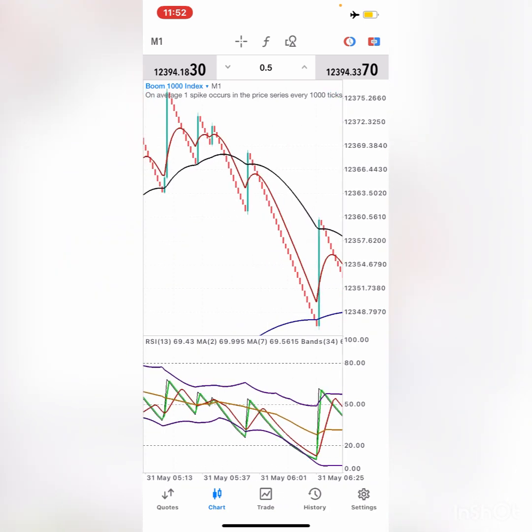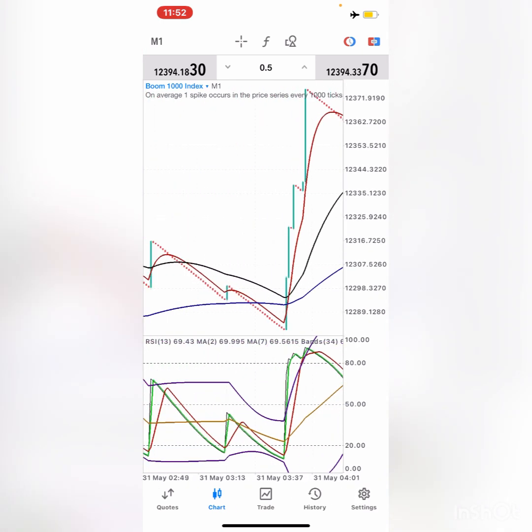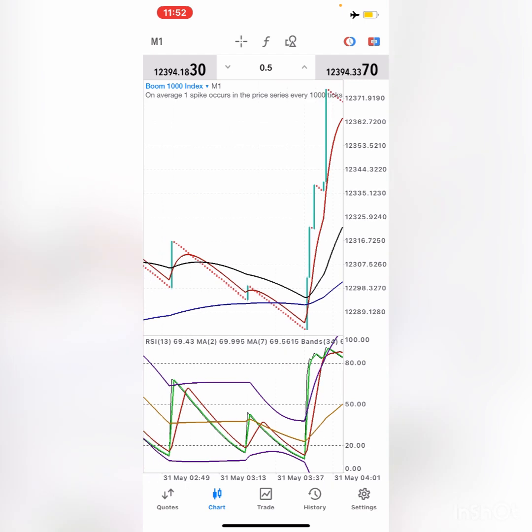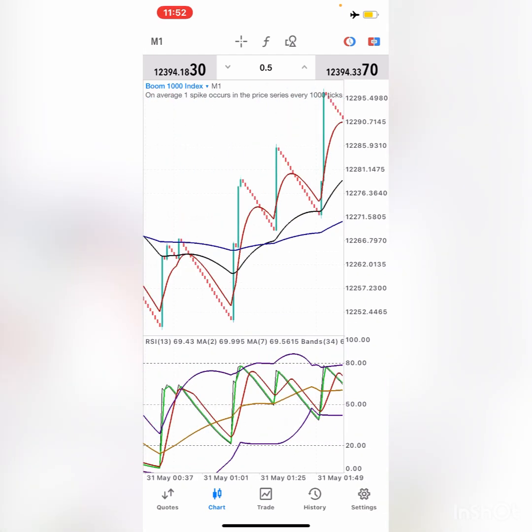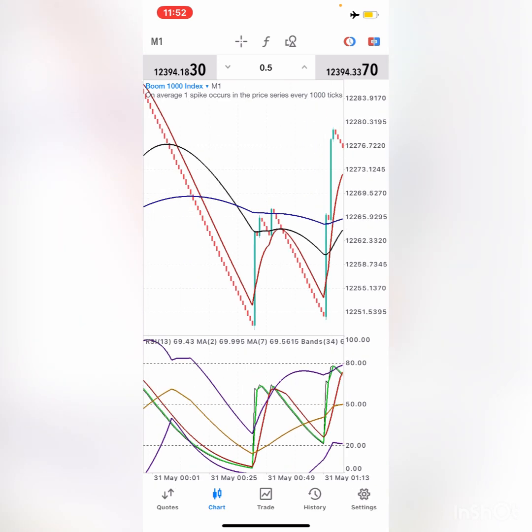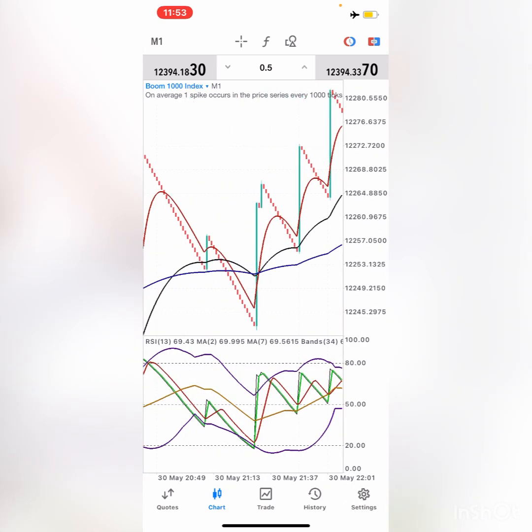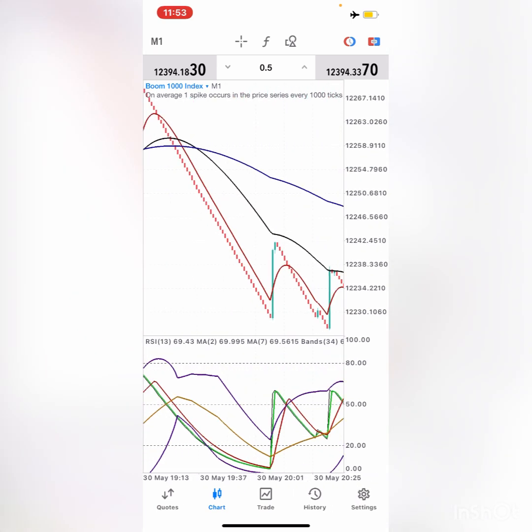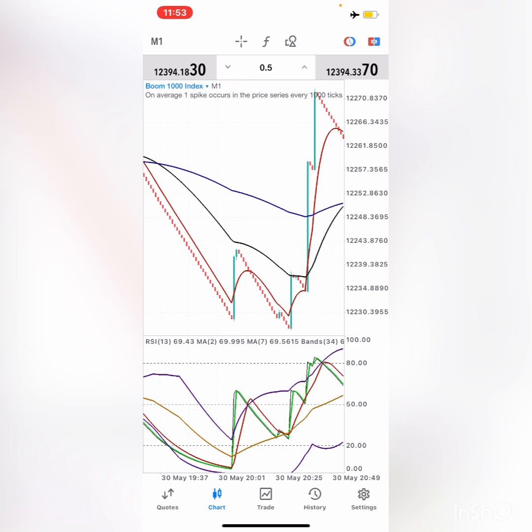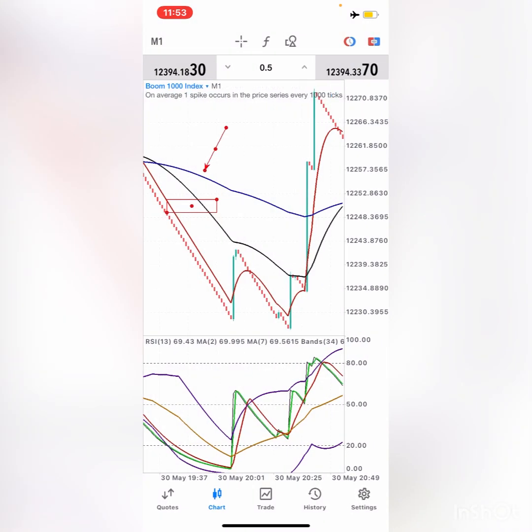Let's look for another example that matches our conditions. Remember, we said the red and the black line should be below your blue line. And once that happens, it confirms that we are in a downtrend, which means you can take sell trades without any worry. So here we have our red and black line below, right? They're below this blue line, which is EMA 200.